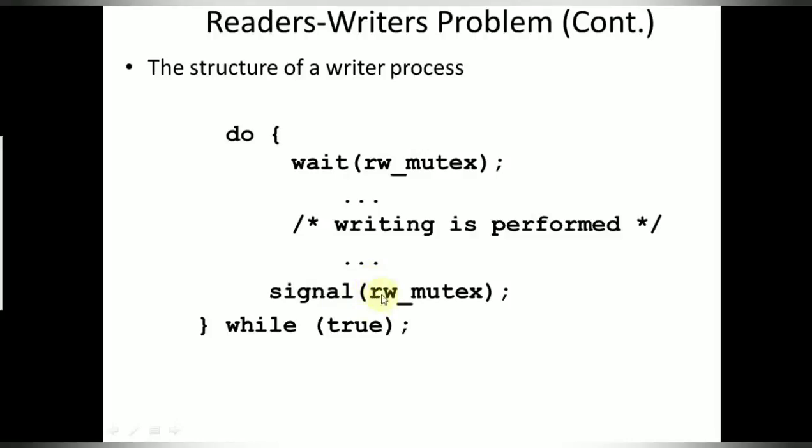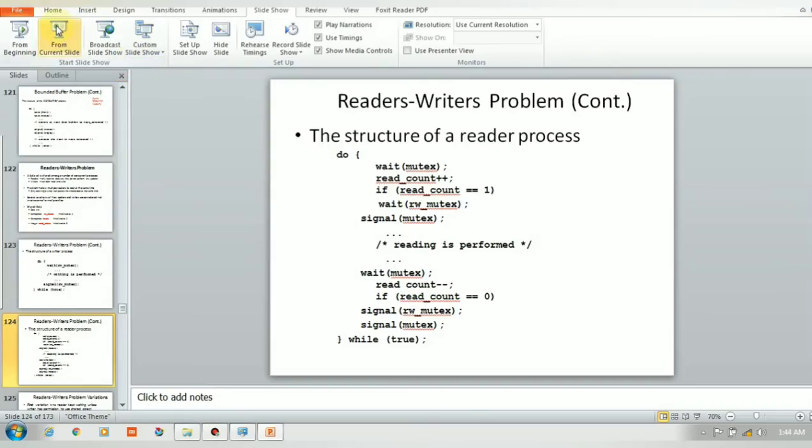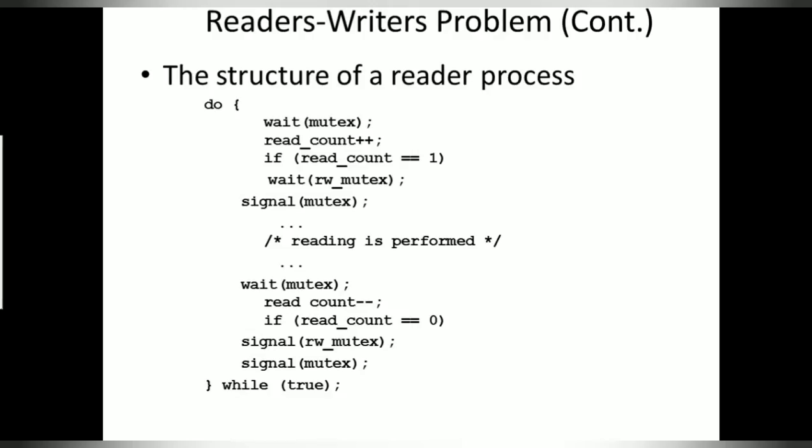Until it runs signal read-write mutex, if there is another writer, say P2, which is interested in writing, it has to wait until the first one signals the read-write mutex. So this ensures that only one process is writing at a time. Now let us see the reader process algorithm.